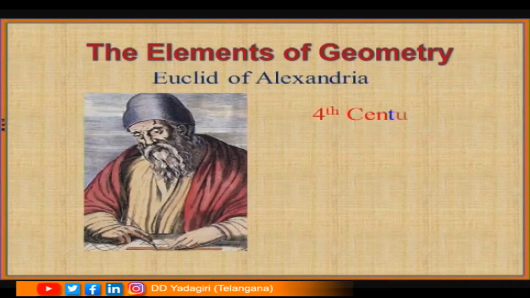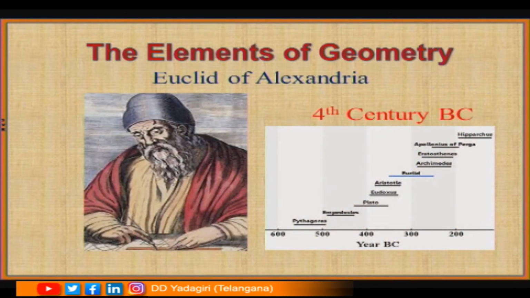Then we have Euclid of Alexandria. He is said to have lived in the 4th century BC. You can see the hierarchy here, where you can see the different people who lived here, and the stage where Euclid lies.